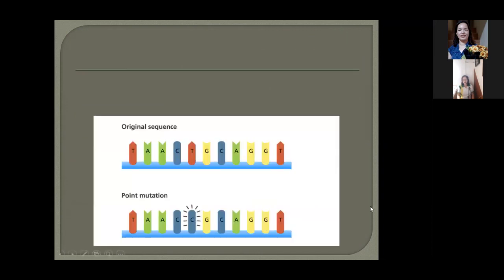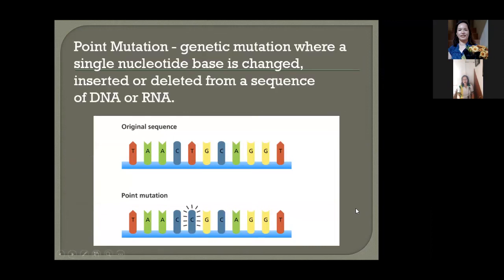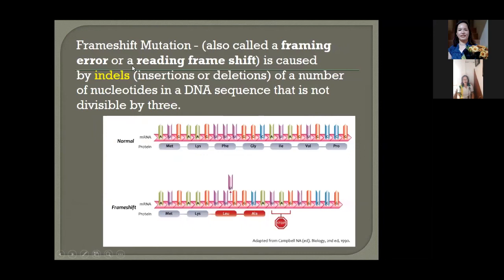So let's take a look at these kinds of mutation. The first is point mutation. Here, a single nucleotide base is changed, inserted, or deleted from a sequence. So this is the original. Here, the base is actually changed. So with that, it's point mutation. And then frameshift is also called framing error or reading frameshift. Here, the number of nucleotides in a DNA sequence is not divisible by 3. We understand that the codon or messenger RNA sequence is in groups of 3 nucleotides. So if it's not divisible by 3, it will result in frameshift mutation.